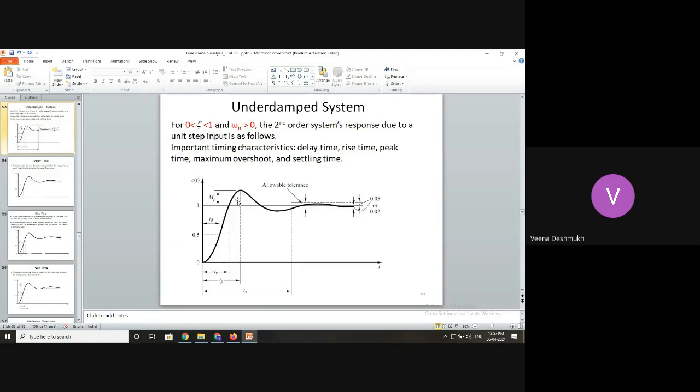So here you can see on the graph, MP is the maximum overshoot. The amplitude of the maximum overshoot is represented by MP. Yesterday we discussed rise time and settling time, also the fall time. The same meanings hold good even for a second order system as well.